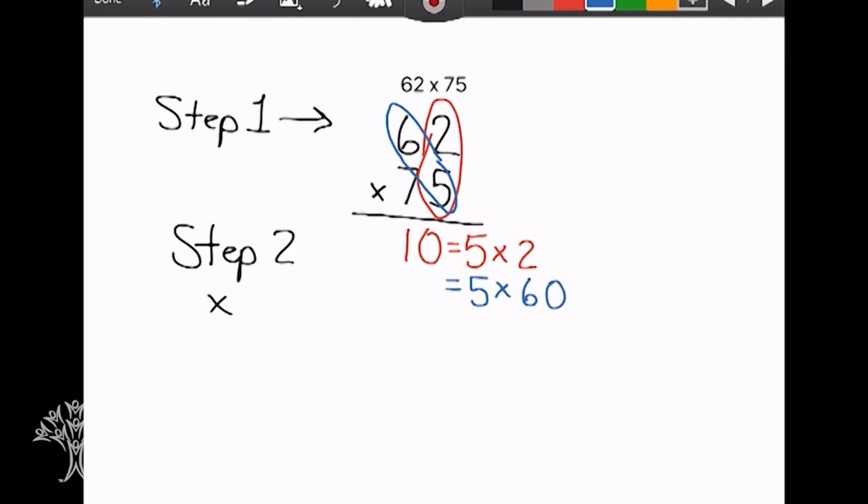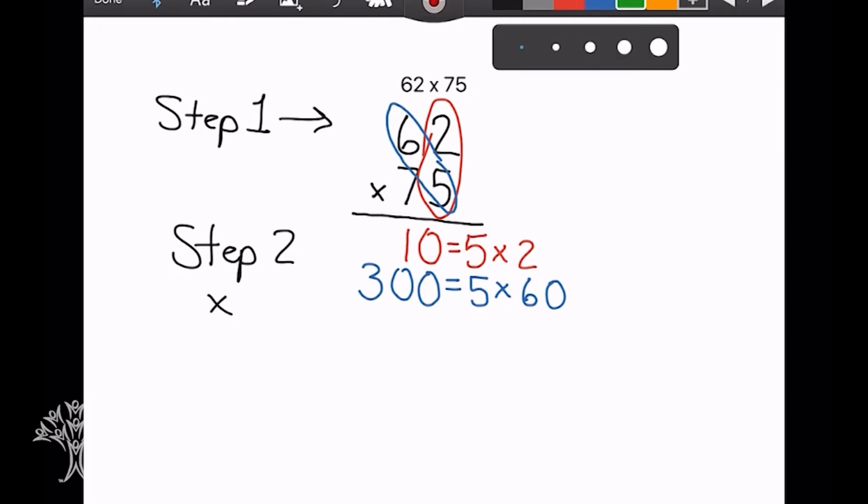5 times 60. So think of 5 times 6. But you got a 0 on the end. Can you think of what that is? And write it down. I know 5 times 6 is 30. And we've got that extra 0 in there. So that one more shift of place value. What's the next step? Now where do we go?